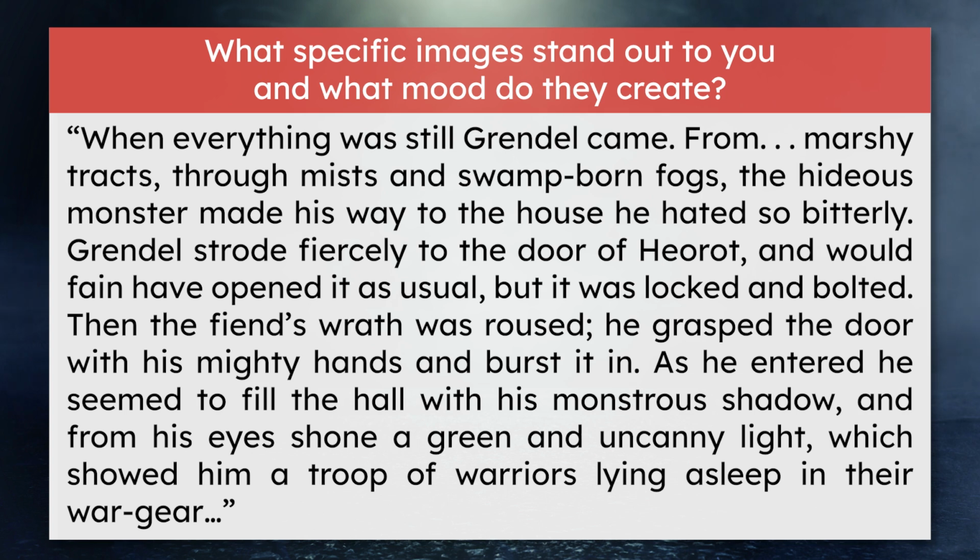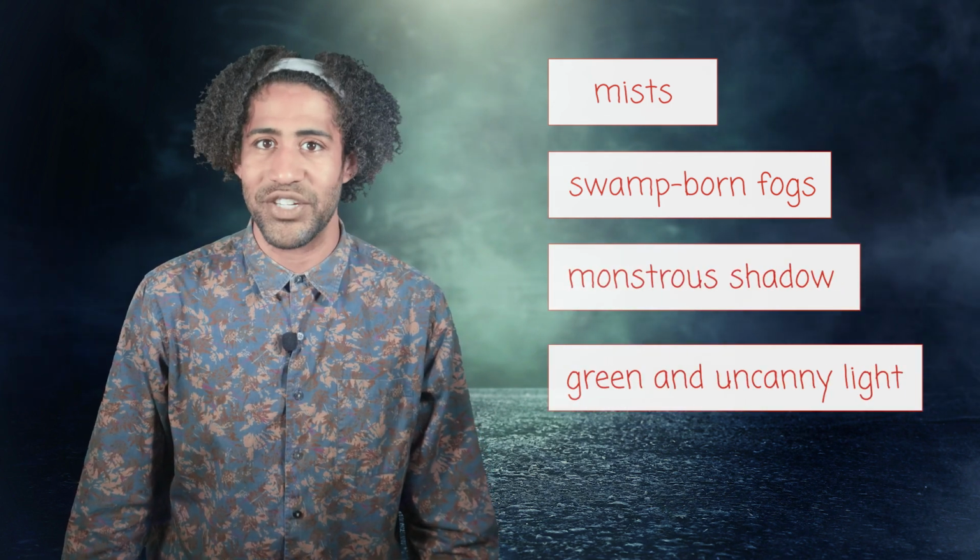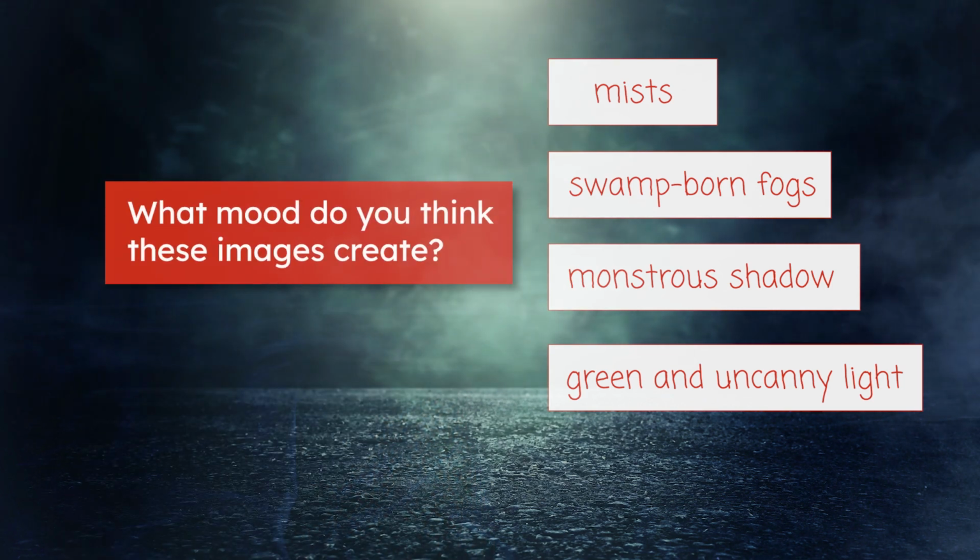So, what specific images stood out to you in this passage? Pause the video so you can jot down some notes. Wow, this is packed with imagery. You probably noticed things like mists, swamp-born fogs, a monstrous shadow, the green and uncanny light shining from Grendel's eyes. What mood do you think these images create? Pause the video to add your thinking to your notes.